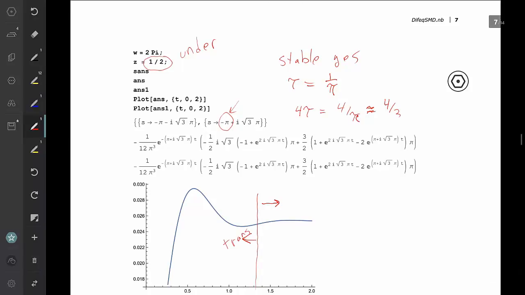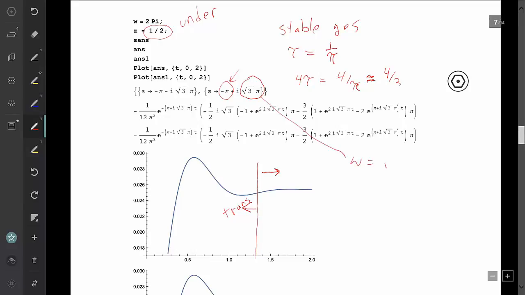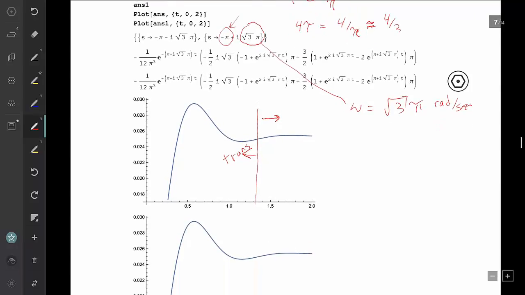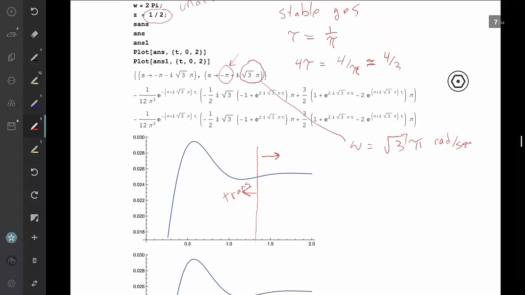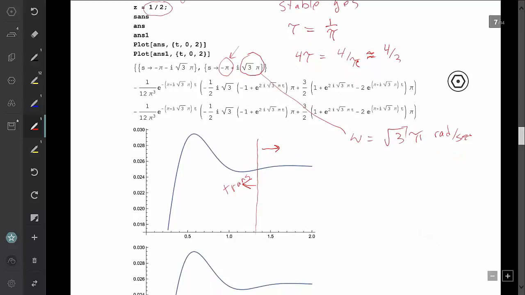So let's see, what else could I ask you? Does it want to oscillate? Yes. How do you know? Because it has an imaginary term. What's the frequency of oscillation? The frequency of oscillation is equal to square root of 3 times pi, and these would be radians per second, as usual. It's hard, again, to visualize the frequency because you don't get too many humps before it has decayed away. Let's see, what else do I need to point out? The steady state value is right here.